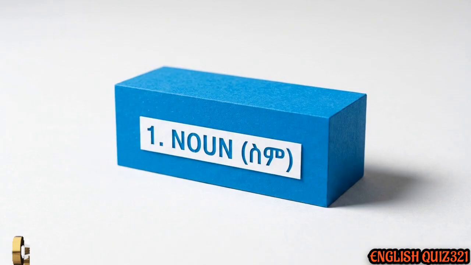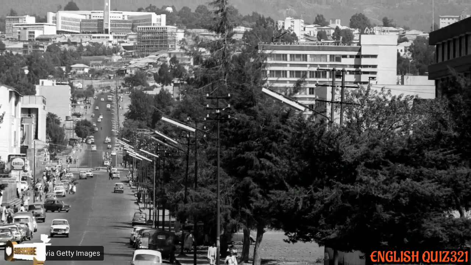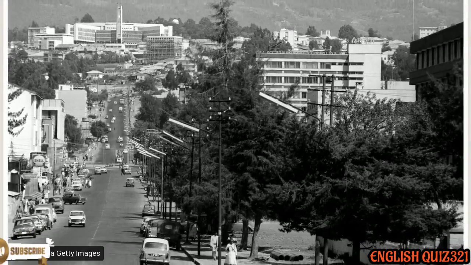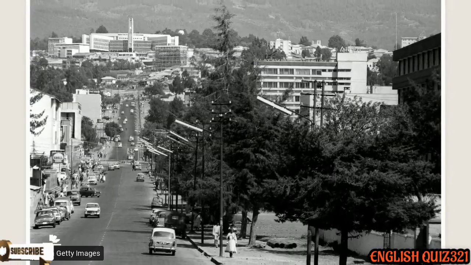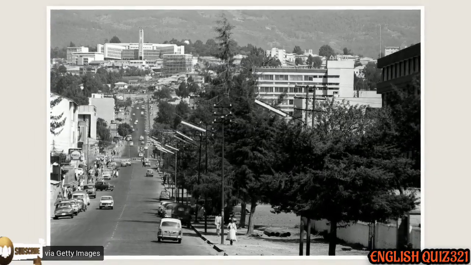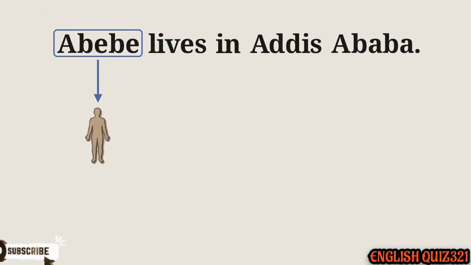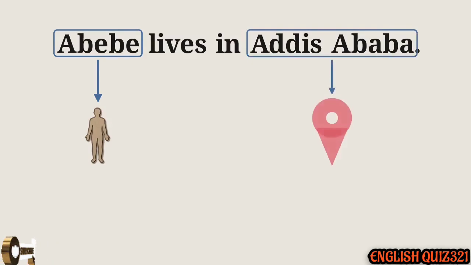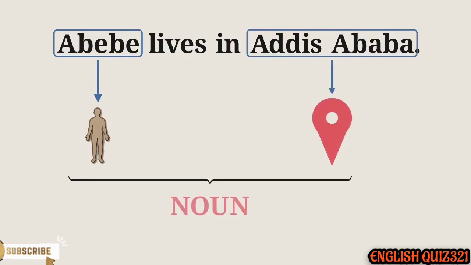Block number 1 is the noun, or sim. A noun is a word that names a person, a place, a thing, or an idea. Take a look at this street scene in Addis Ababa. If we write the sentence, Abebe lives in Addis Ababa, the word Abebe is the name of a person, and Addis Ababa is the name of a place. Both of these words are nouns.